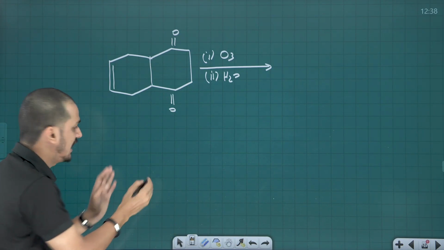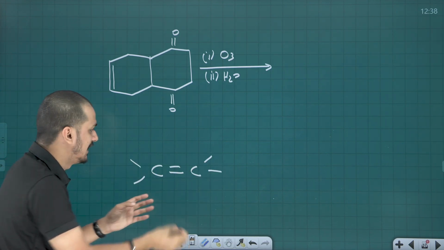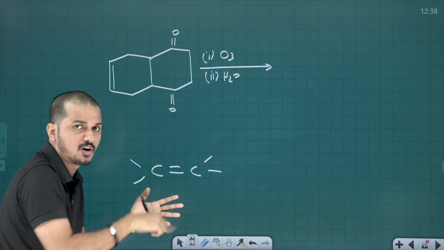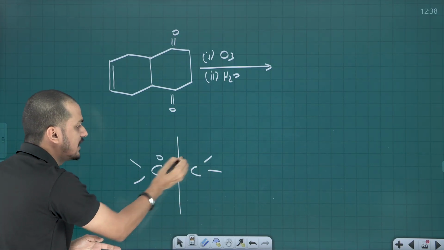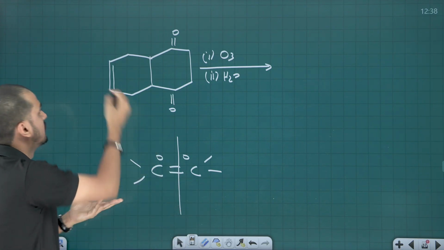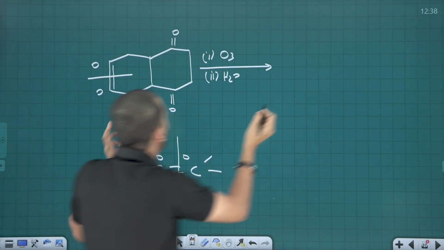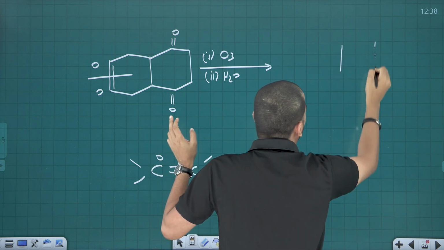Let me show you. I taught you that idea. C double bond C is there, that means alkene ozonolysis. Normal ozonolysis means ozone plus H2O, this one you have to break. Here one O you have to put. That time you will get a carbonyl compound. Same, here it will break, here one O you have to put. So what are you getting? One ring is there.